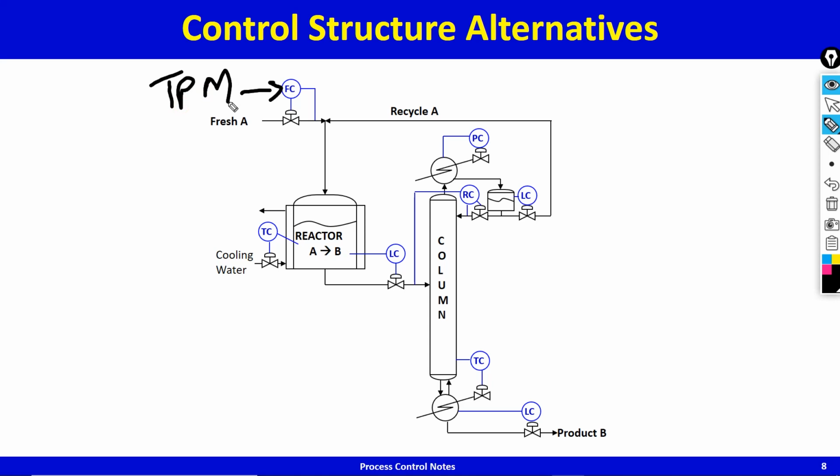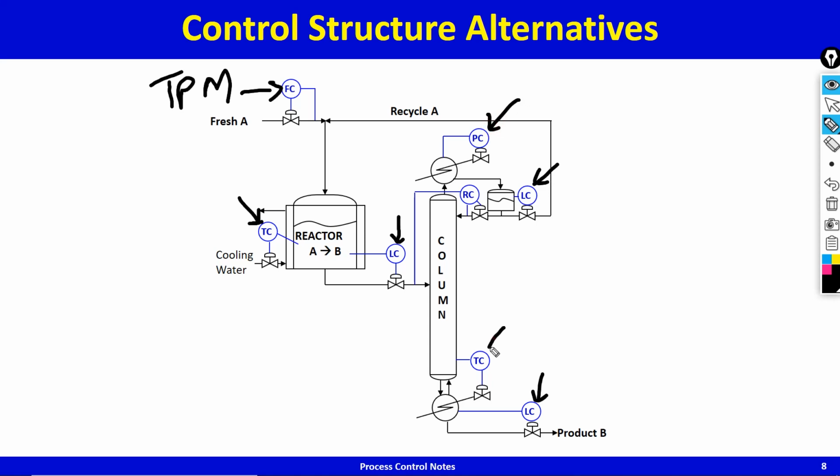All other controllers are closing some kind of balance. So this guy is closing energy balance on the reactor. This guy is closing material balance on the reactor. This guy is closing material balance on the reboiler. This guy is closing material balance on the condenser reflux drum combination. This guy is closing the energy balance on the column.